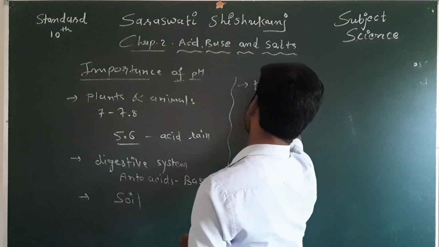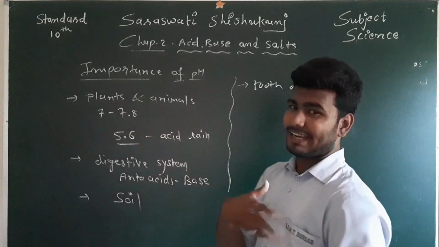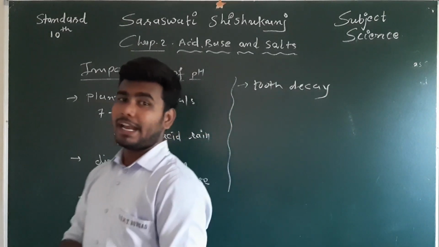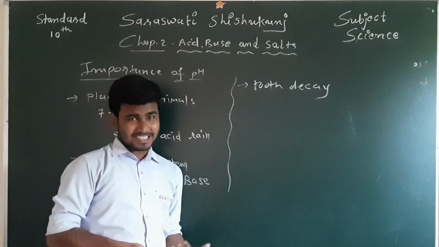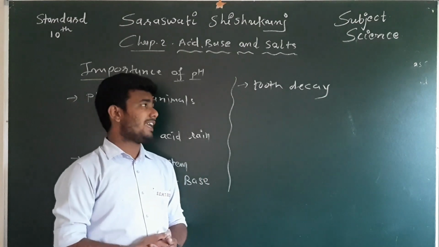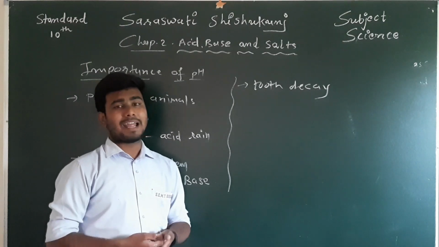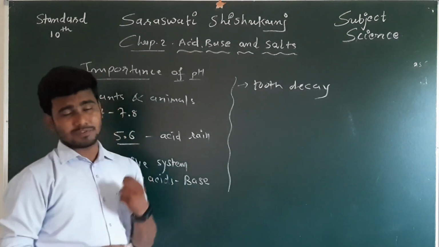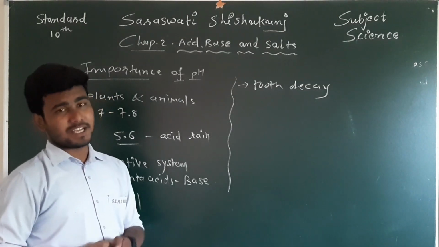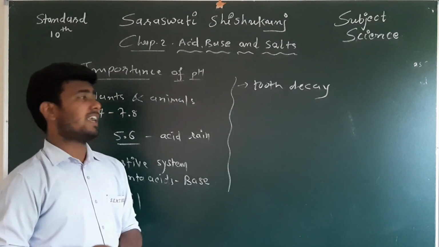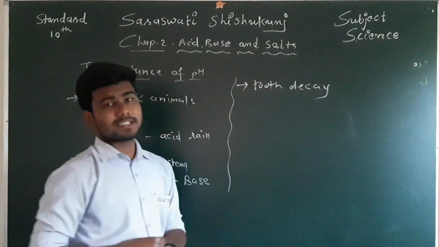In tooth decay, we know that a calcium phosphate layer is there in our teeth, and if the pH of our mouth decreases below 5.5, it can cause tooth decay. How is it done? By the degradation of the food particles stored between the teeth. It decreases the pH, increases the acidic level, and our tooth will decay. So in tooth decay also, it's important.